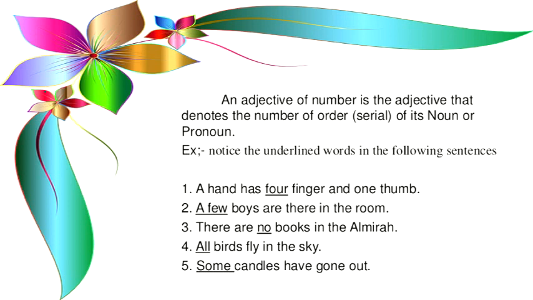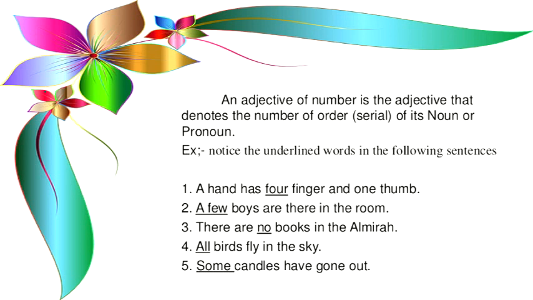Okay. Now next example is: A few boys are there in the room. Now how many boys? We can count the boys. So the word a few is the adjective of number because we can count our noun. Okay. Next, there are no books in the almirah. Now again, how many books? No. No means 0. Since you can count your noun books, it is a countable noun. So the word no becomes adjective of number.